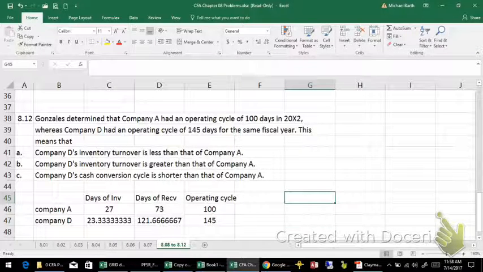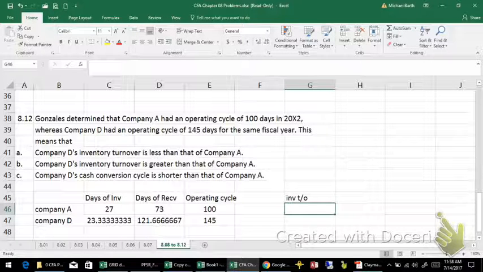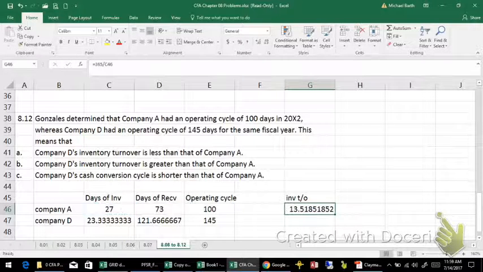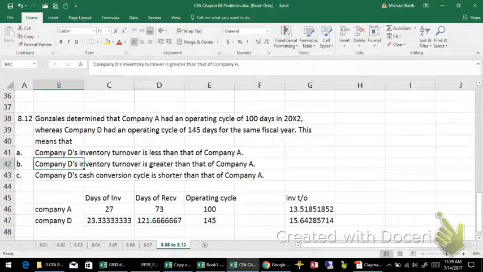Okay, so inventory turnover would be 365 divided by days of inventory, and we see that Company D's inventory turnover is actually faster. It's greater. They do it faster. So that's not it. Company D's inventory turnover is greater than Company A's. Yes, it turns over faster.